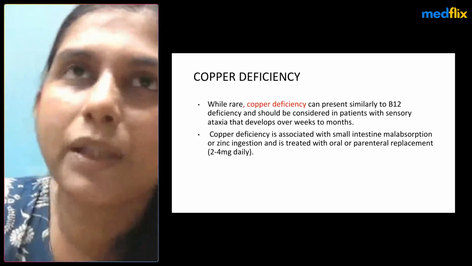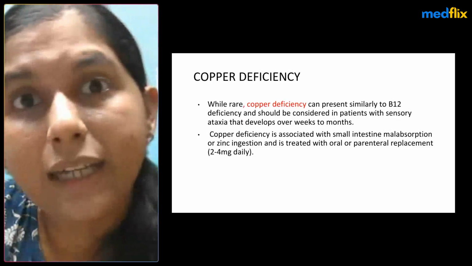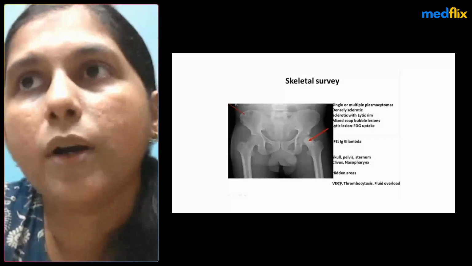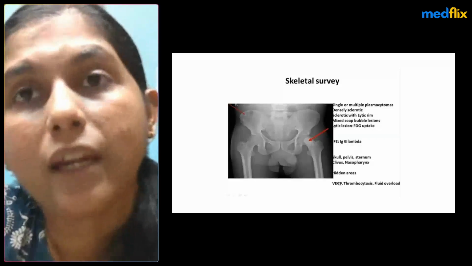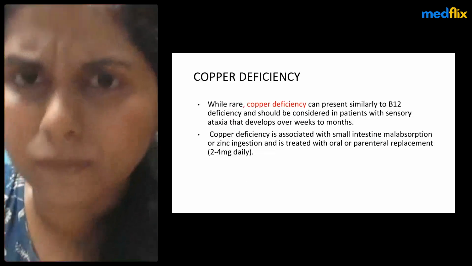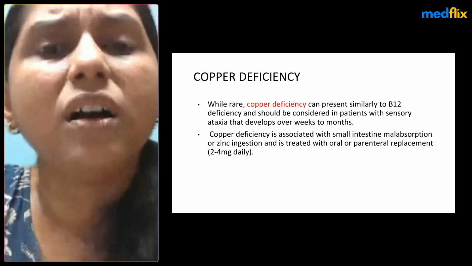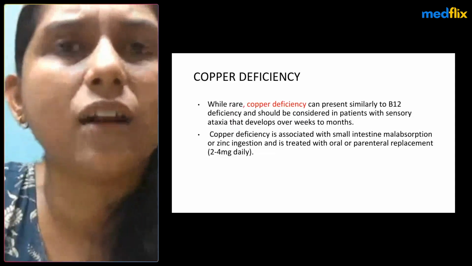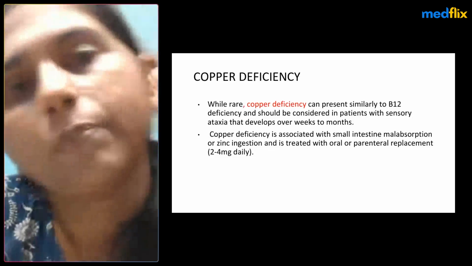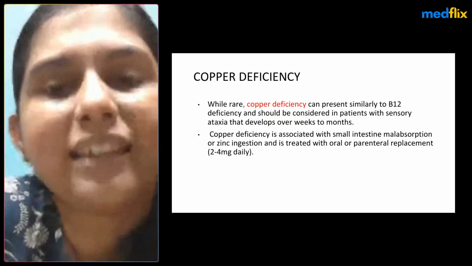So what we need to keep in the back of our mind probably is that when we have a demyelinating pattern of peripheral neuropathy in an elderly person, do make sure that you send a protein electrophoresis as part of your basic workup. And then coming to a little rarer cause, that is copper deficiency, but something that we shouldn't forget. And these patients also present with sensory ataxia.